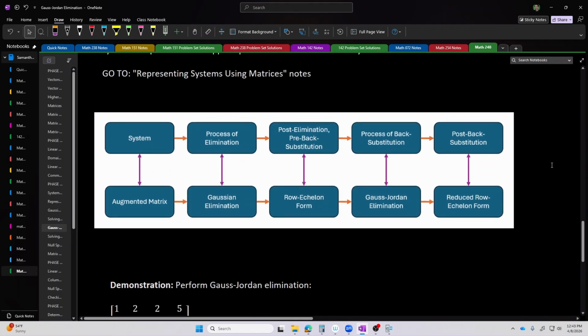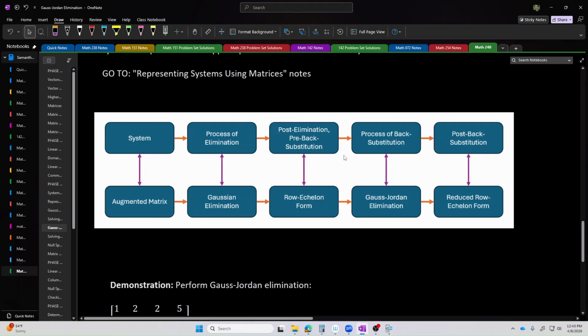Here's a little diagram to help showcase what's happening here. We have a system of equations which can be represented by an augmented matrix. If you're performing the process of elimination on that system, that's equivalent to performing the process of Gaussian elimination on that augmented matrix.